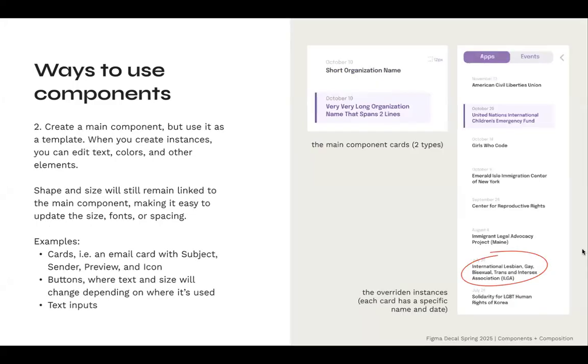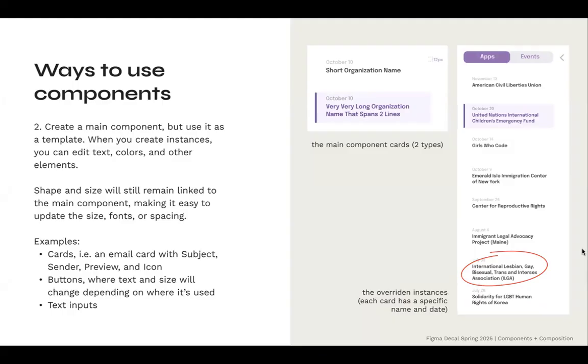So to use a component, you create a main component, like I was saying, and then use it as a template. And then when you create instances, you can edit text, colors, and other elements. Shape and size will still remain linked to the main component, making it easy to update the size, fonts, or spacing. So for example, cards, for example, an email card with a subject, sender, preview, and icon, buttons, where text and size will change depending on where it's used, and then text inputs.